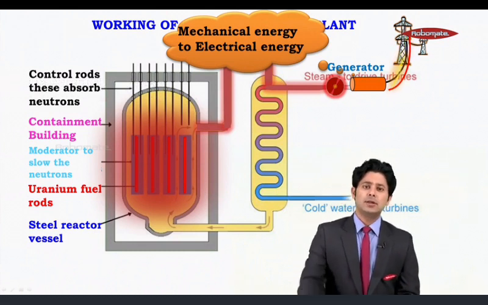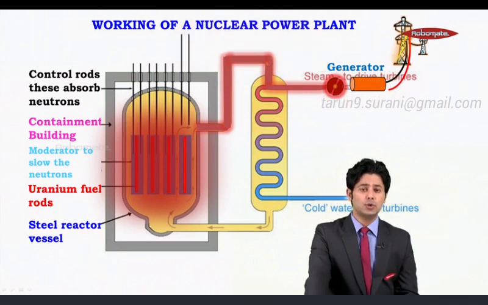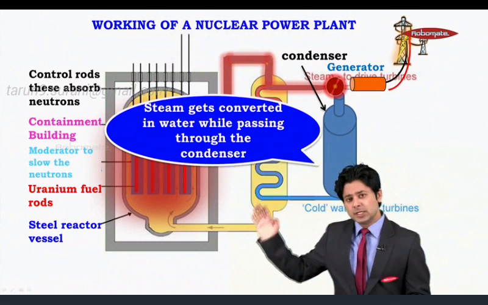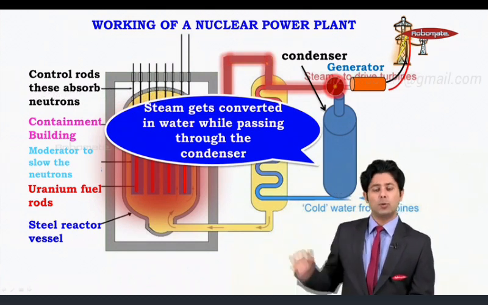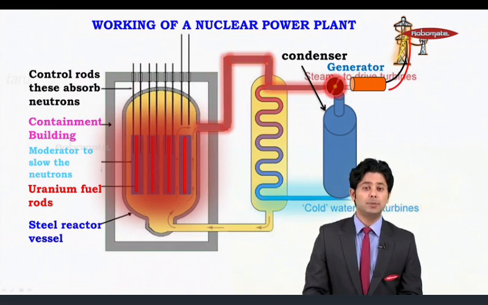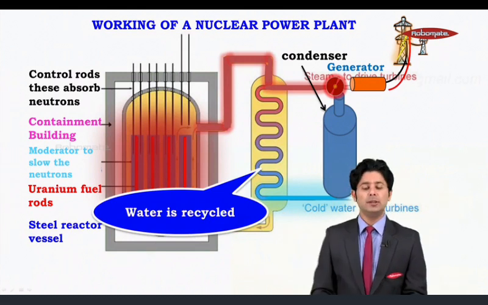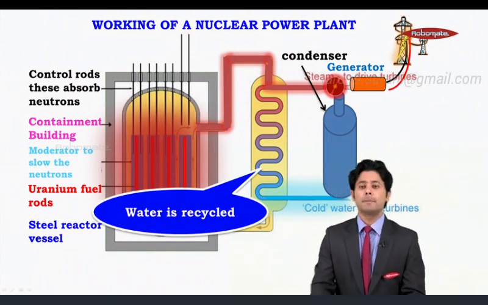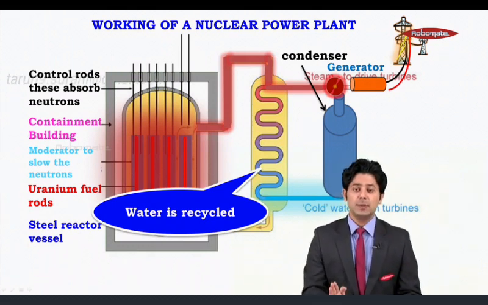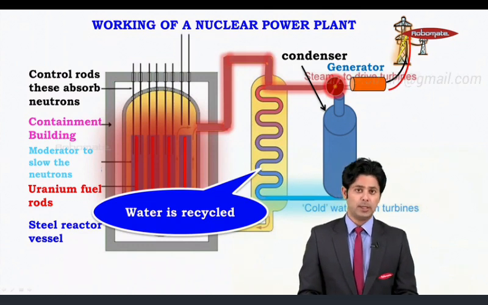Now the steam that is used to rotate the blades of the turbine goes to a device that we call the condenser. Here the steam gets converted into water while passing through the condenser. The same water is pumped back into the heat exchanger, and once again the water is recycled. So this is how the heat liberated in nuclear fission reaction is used to generate electricity in a nuclear power plant.